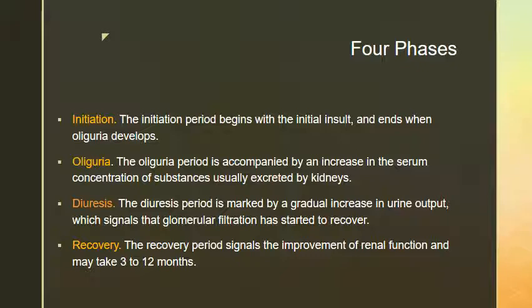So the oliguria period would be the less than 400 mLs output per day. That would indicate that we couldn't keep up with our own waste products. The diuresis is the next phase, and it's a recovery phase, so you would see increased urine output. That basically means your GFR has started to recover and you're increasing your output. The recovery period includes the improvement of renal function and may take up to 3 to 12 months, depending on what type of injury and how long that injury existed.